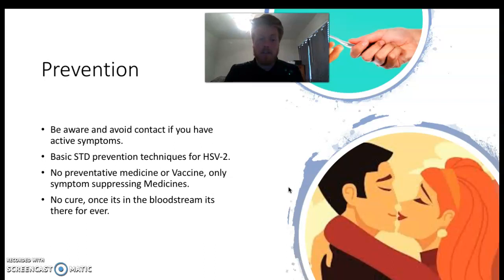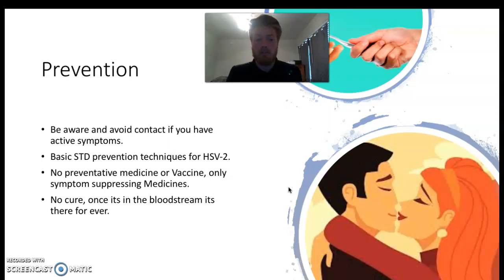And for HSV2, basic STD prevention techniques are helpful. However, as mentioned before, the blisters and the symptoms can materialize around just the inner thigh region, and basic STD prevention techniques such as condoms aren't going to offer protection against contact if it's on your inner thighs. So again, it's just something to be aware of. If you're having a flare-up, it's best to just avoid that contact.